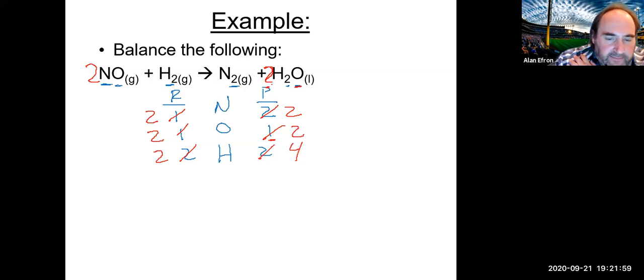I have now balanced my nitrogen, and I balanced my oxygen. The last thing I need to do to fix it is come back to the left-hand side, and I would need to put a 2 in front of the H2. And that gives me 2 nitrogens, 2 oxygens, and 2 times 2 is 4 hydrogens. This would be balanced in this case.